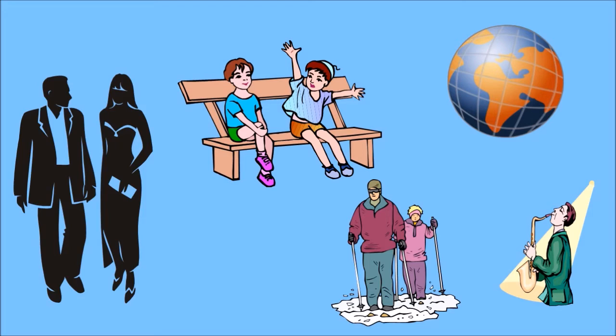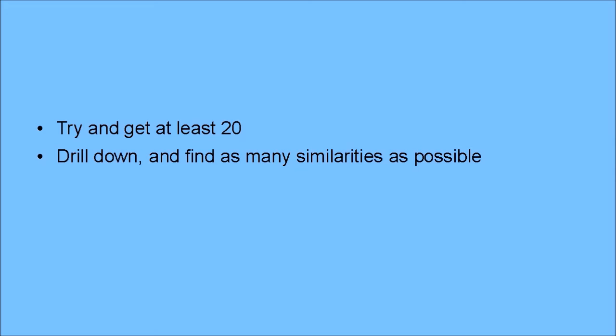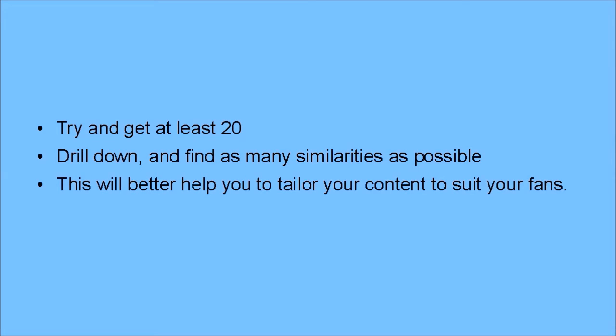Anything that you can think of that can relate to your business or to the products and services that you offer. List as many as you can, but try to get at least 20 so that you can more easily see a pattern emerging. And you want to drill down and find as many similarities as possible. And this is going to help you to be able to tailor your content to better suit your fans.